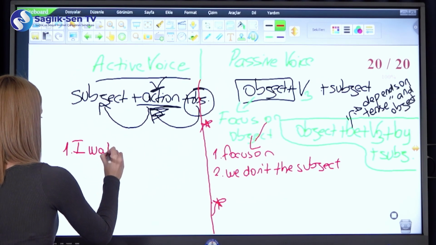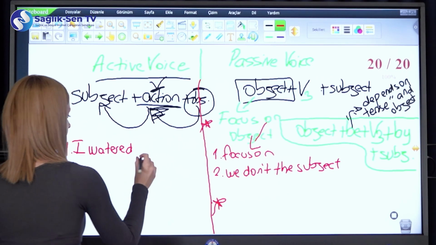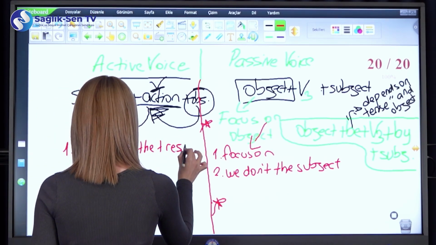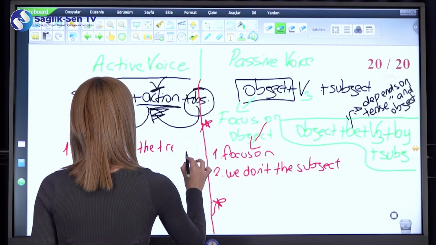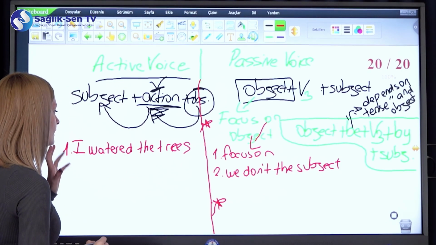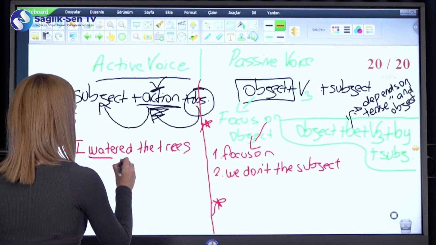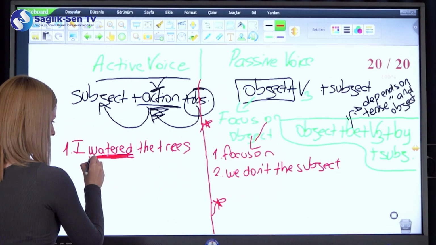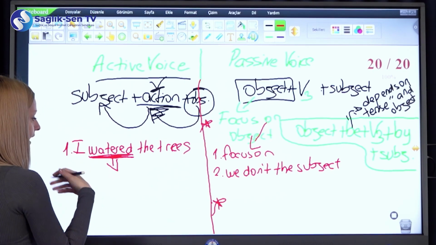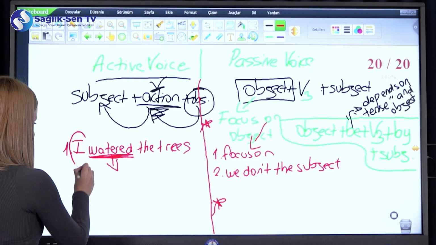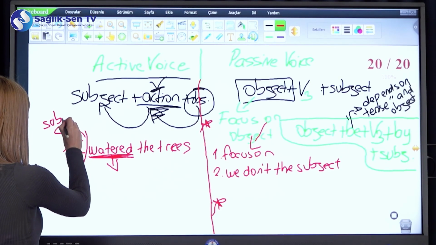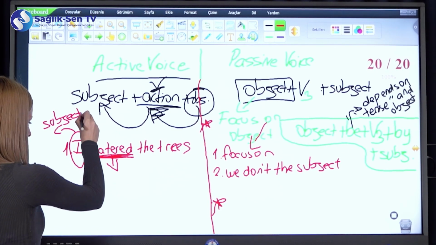I watered the trees. Sorry. The person who makes this action happen is I. This is my subject. Eylemi gerçekleştiren kişi.